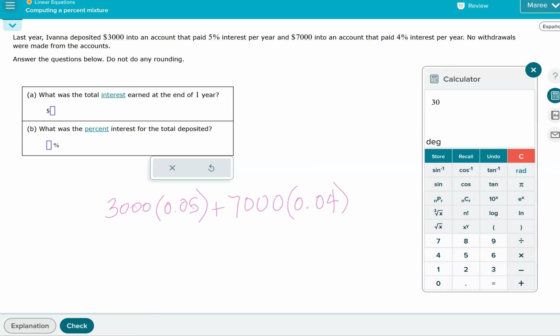So we're going to do 3,000 times 0.05 plus 7,000 times 0.04. And that's 430. That's the total interest earned for the year. And when we're looking for percent, it's how much interest over the total deposited. And you can see that by the way they wrote it. What is the percent interest for total? So that's how much interest over the total. If you add 3,000 and 7,000, you get 10,000. So you divide those two and you get a decimal. We need to change that to a percent. So we multiply by 100 and it'll be 4.3%.